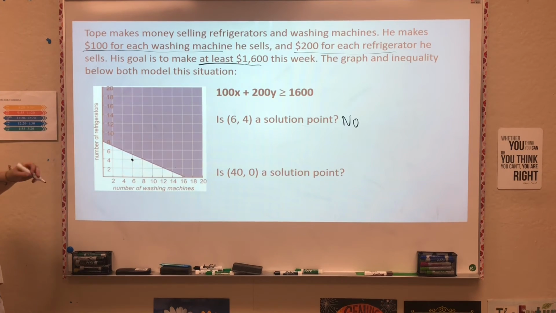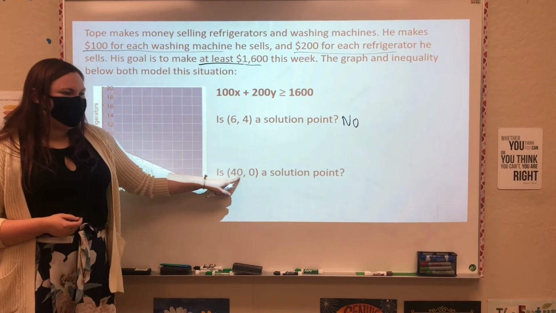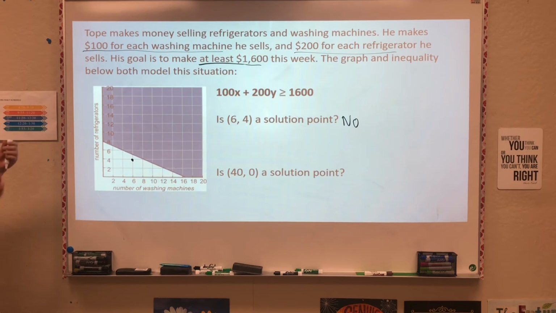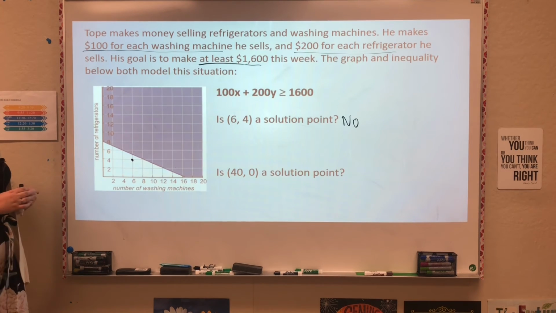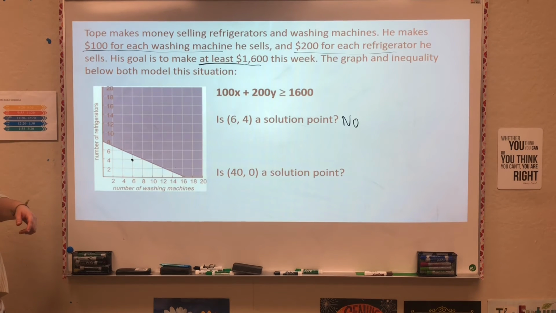No. If I tried finding 40 on our x-axis, this graph is too small. Does that mean all hope is lost? What could we do? I see what you're about to tell me. Even if you don't sell any refrigerators, you can sell 16 washing machines and reach his goal. So if you can get to 16 and you reach your goal, if you get to 40, you also reach the goal. You're so smart.